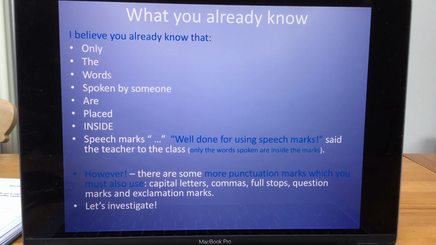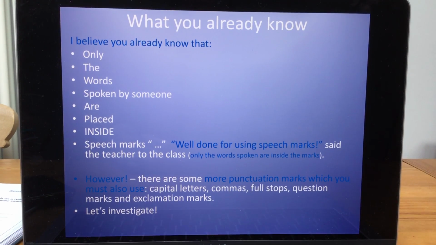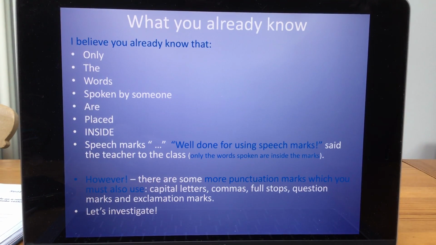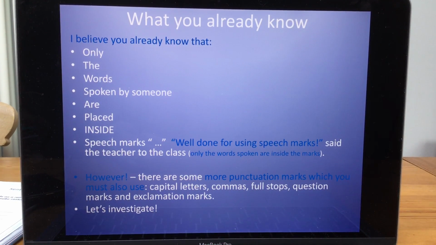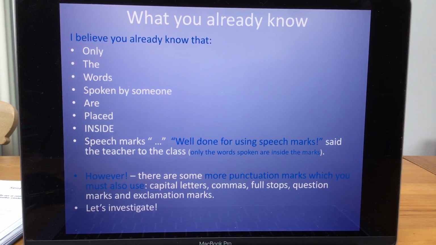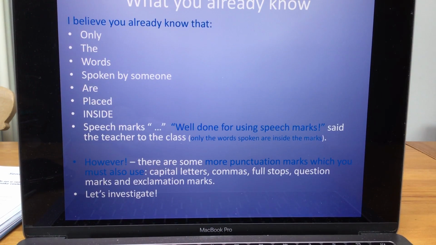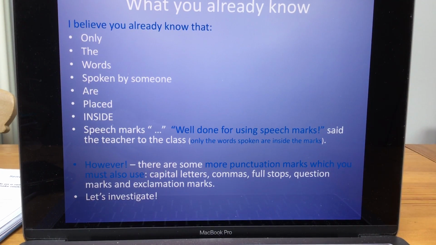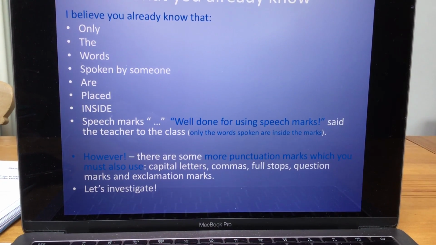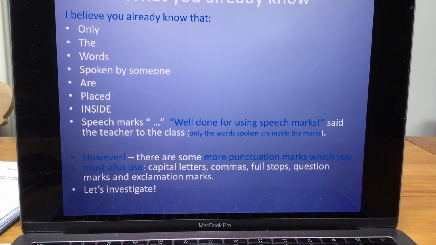So what do you already know? I want you to realise that you already know a lot about this. So let's get that positive mindset really working. I know you all, and I believe that all of you already know that only the words spoken by someone are placed inside speech marks. "Well done for using speech marks," said the teacher to the class. That's me saying that to you, hopefully. But we need to make sure that we've got it accurate.